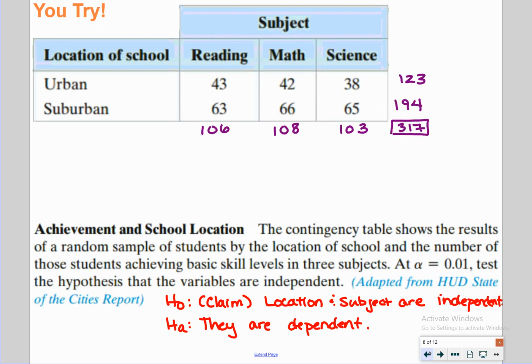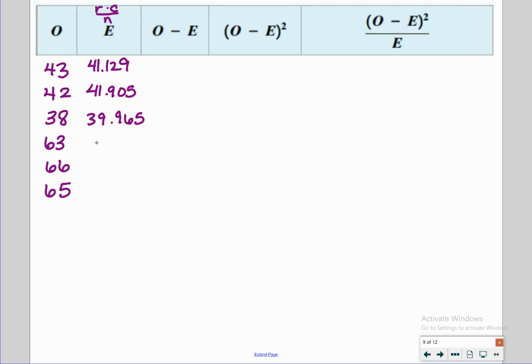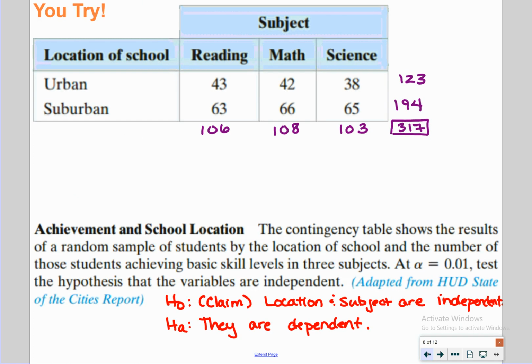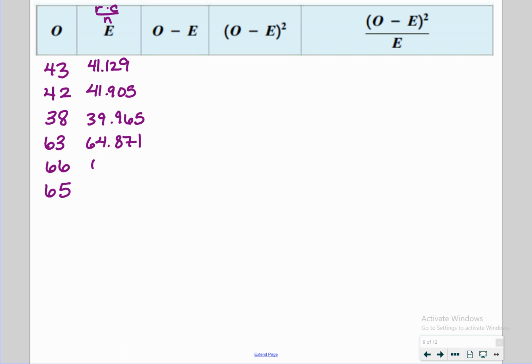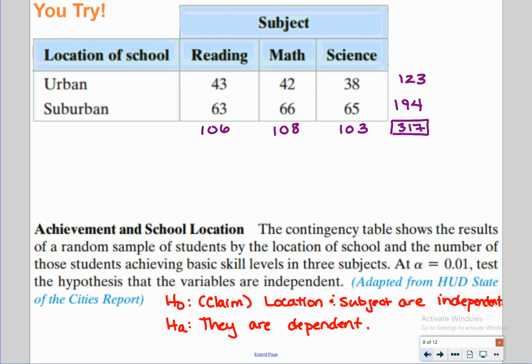Okay, now to my bottom one, 106 times 194 divided by 317, 64.871. 108 times 194 divided by 317, 66.095. And then the last one, 103 times 194 divided by 317, 63.035.